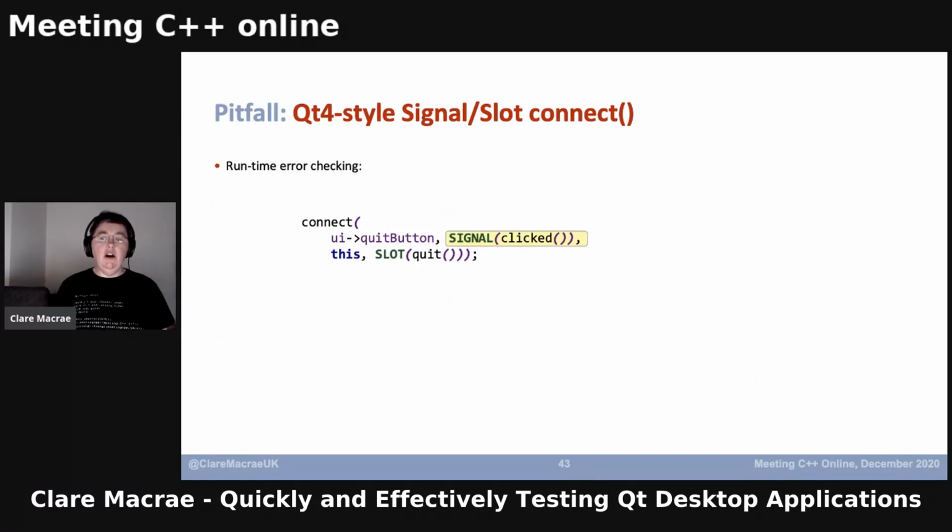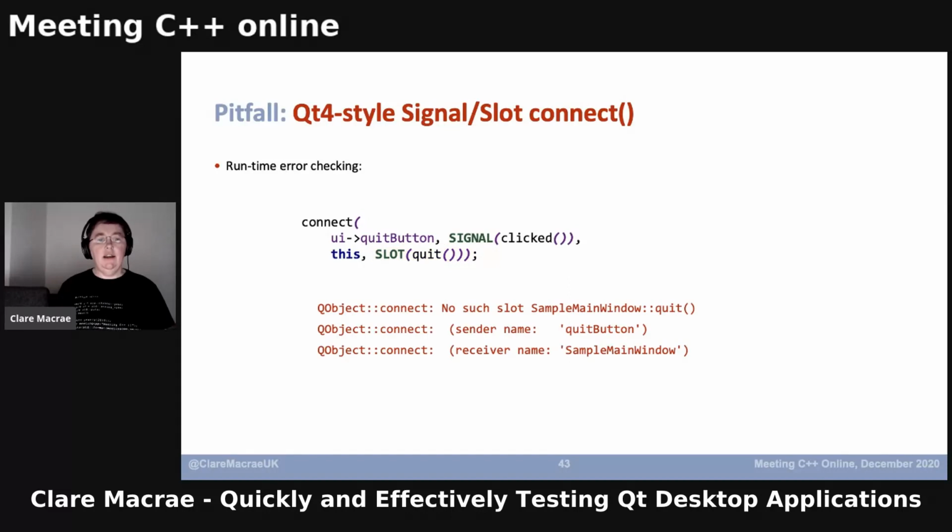If by any chance you're working on code that was written in Qt 4 days or earlier, you might have signals and slots connected like this. That's very error-prone. It's easy for the connection to be wrong, and you only find out at runtime or when you get a bug report from the user.